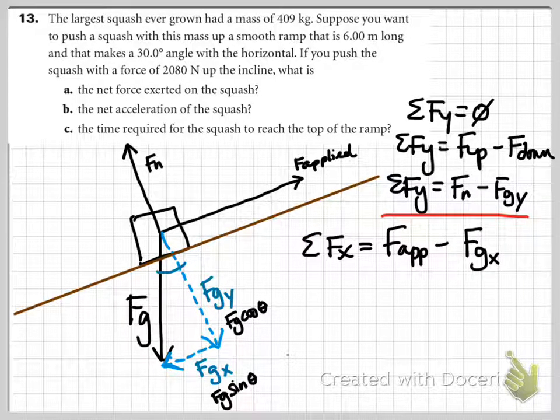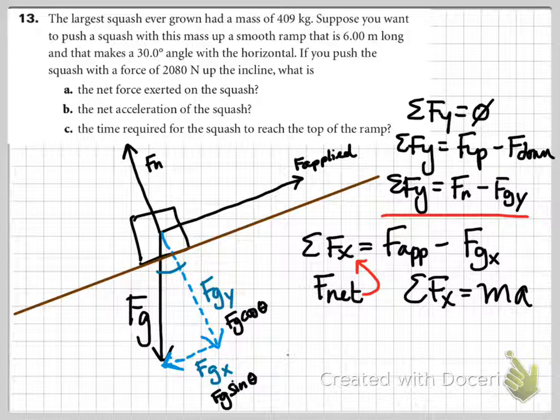So I've gone ahead, and though we've been starting with sum of forces on an axis equals mass times acceleration, I've gone ahead and started off with sum of forces on the x equals the applied force minus the only force acting in opposition to the applied force, which is the force of gravity on the x, or Fg sine theta. Well, as I said, that's actually equal to the net force. So when I solve for that, F applied minus Fgx, I'll actually have net force.